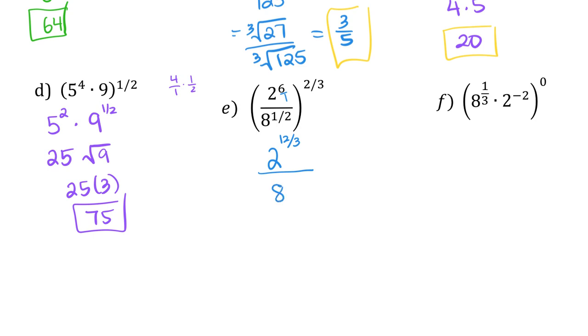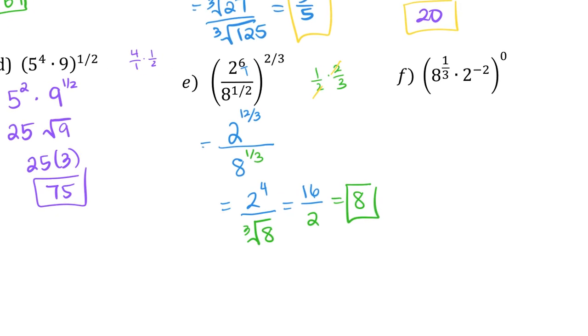8 times, what do I have? Let me write this out. 1/2 times 2/3. Yeah, let's cancel those 2's to make it easier for us. 1/3. Okay, let's see where this takes us. We have 2 to the 4th. What's 8 to the 1/3? Well, that's the 3rd root of 8. Okay, 2 to the 4th is 16. 3rd root of 8 is 2. So my answer is actually 8.